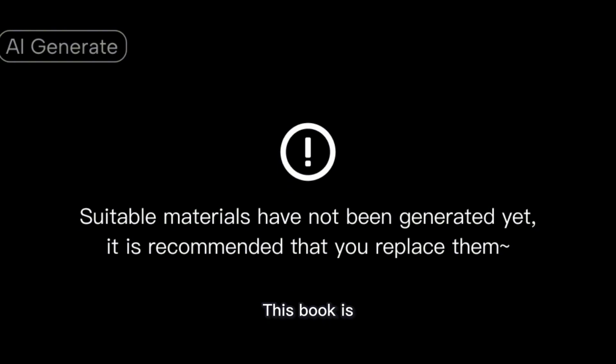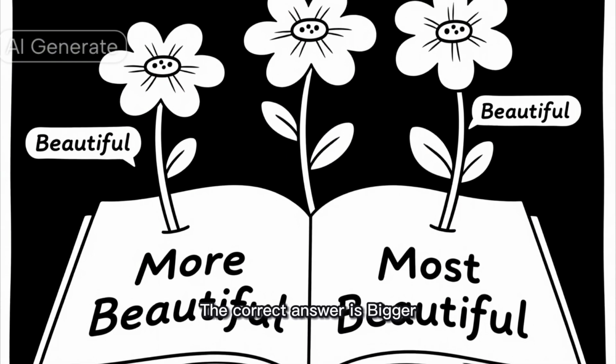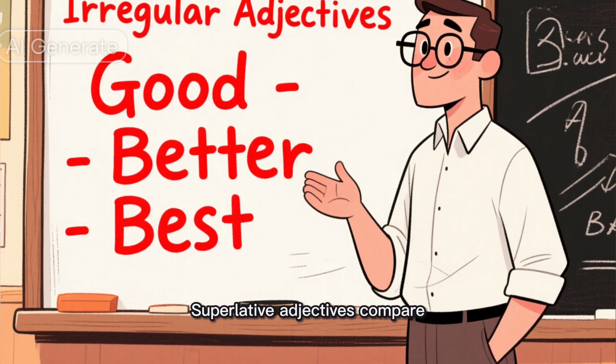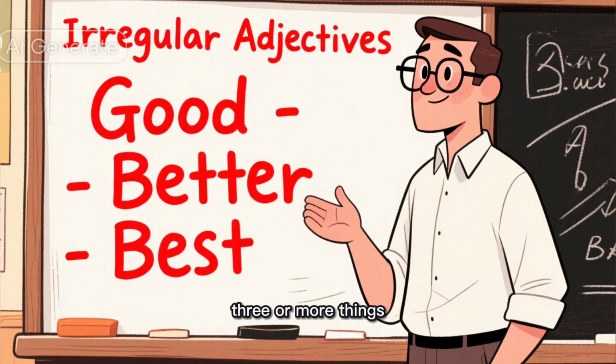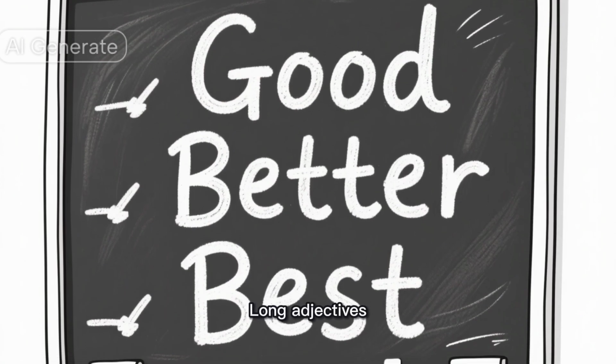Comparative adjectives compare two things. Superlative adjectives compare three or more things. Short adjectives use er and est. Long adjectives use more and most. Some adjectives are irregular. So this was our lesson on comparative and superlative adjectives.